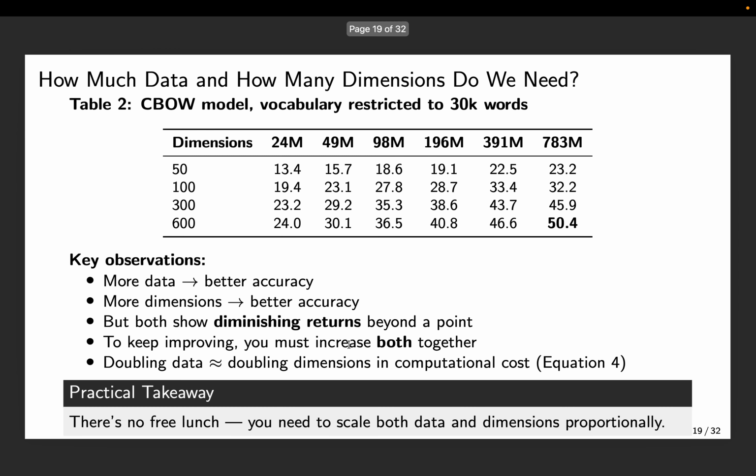So next we'll move on to the next slide. We'll discuss the results. Now let's look at the actual results from the paper.